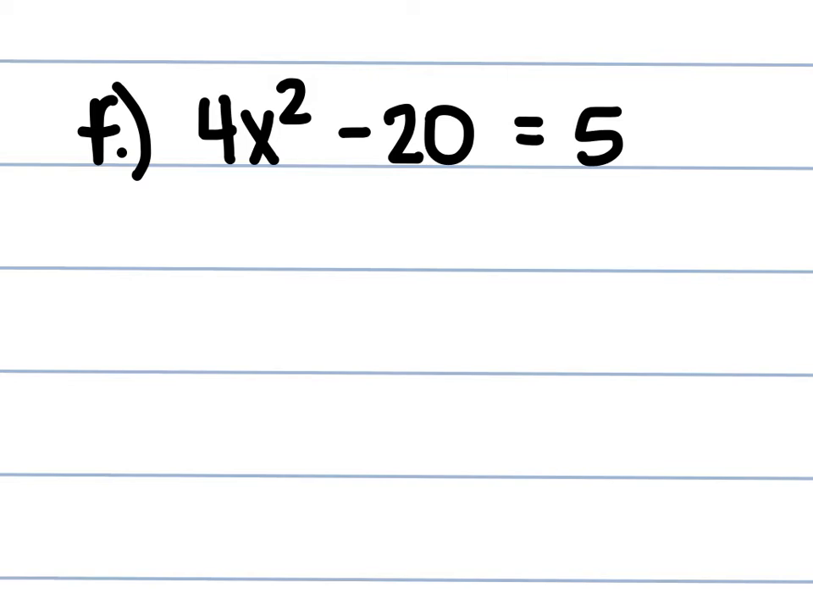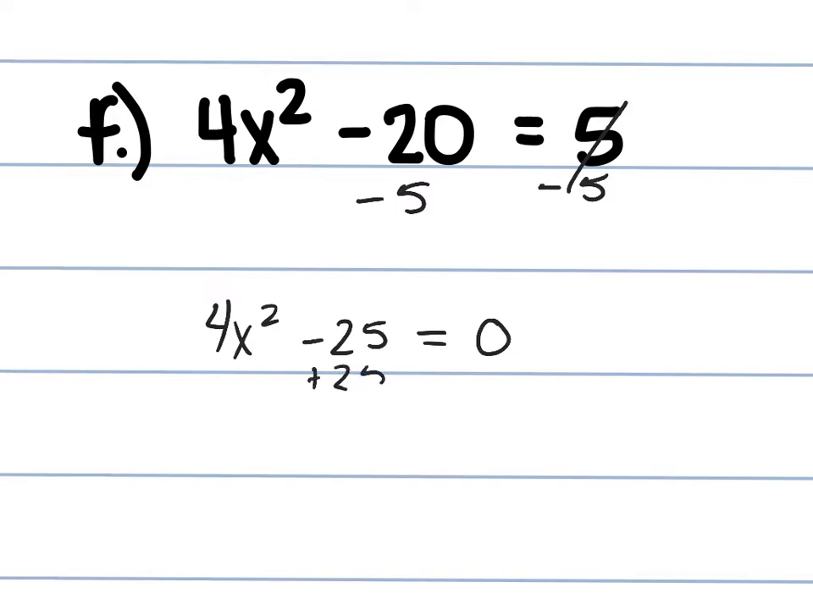-5. Okay, so we're subtracting 5. I think it's whatever we want to do. We can do that. So we get 4x squared minus 25 is equal to 0. And now we're gonna do -25. I mean plus 25. Okay. Divide by 4.